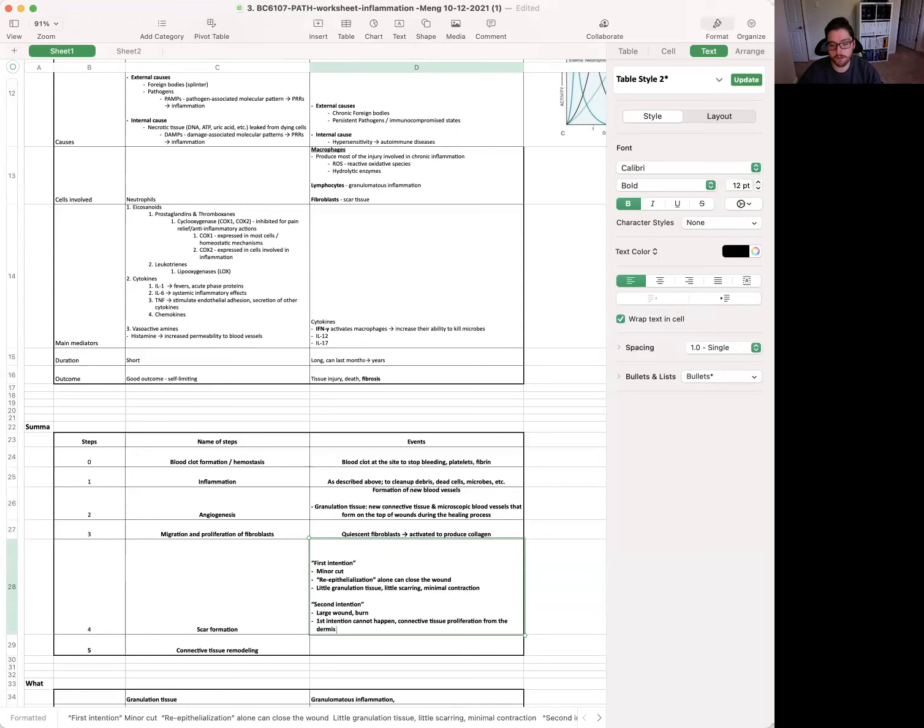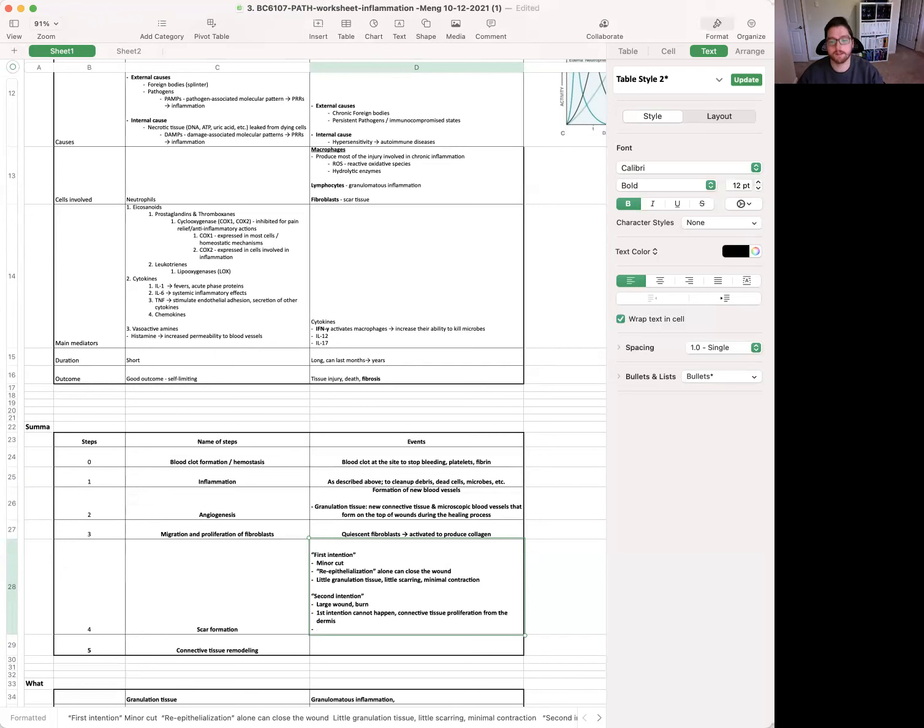The dermis, which is underneath the epidermis, is going to move from below, move upwards to kind of seal the wound. Instead of moving laterally from the intact skin adjacent to the wound, we're now coming from below and replacing that tissue with connective tissue from below.